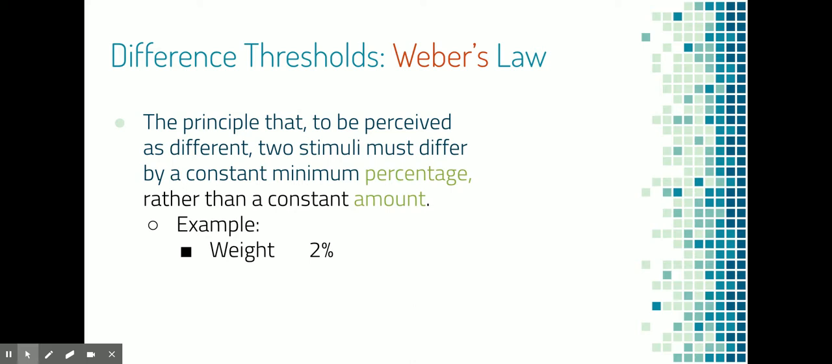So for example, if we look at something like weight, if I have two different items, for me to be able to tell the difference in their weight, say a few ounces envelope, and then a second envelope that is just slightly heavier, because envelopes are already relatively light, the percentage I need for it to feel heavier is fairly small.